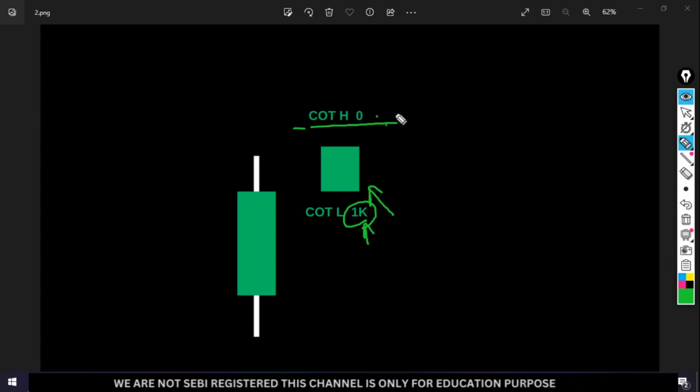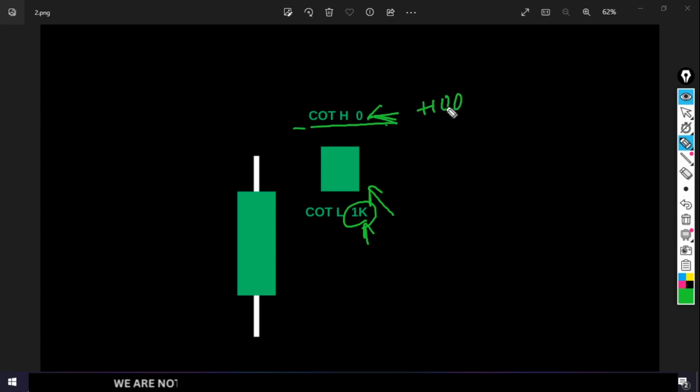It is going to show you either the 0 or some positive numbers. Remember, until and unless the sellers come inside this candle, or until and unless the sellers are punching the market sell order on this candle, we don't see a COT high value as a negative. So we'll see either 0 or 100, right?